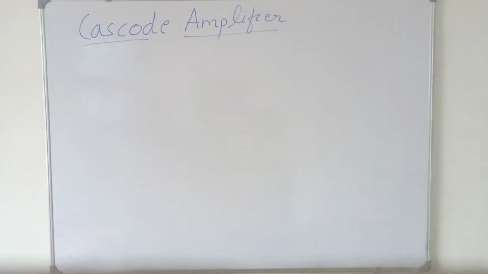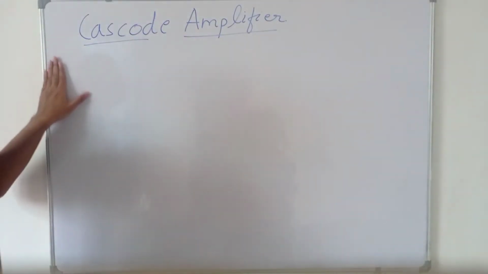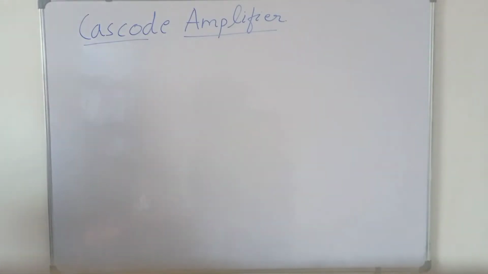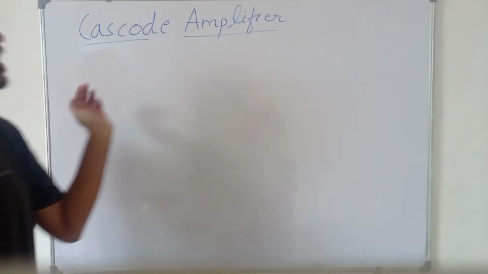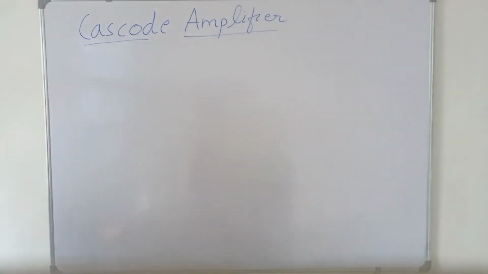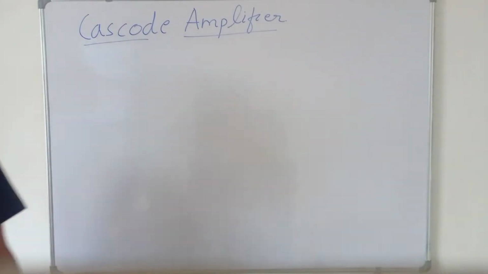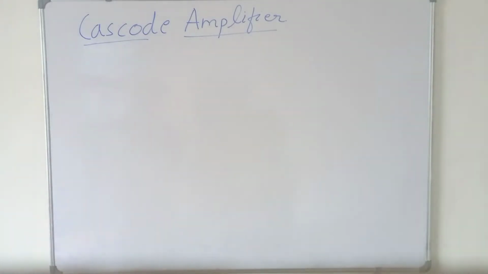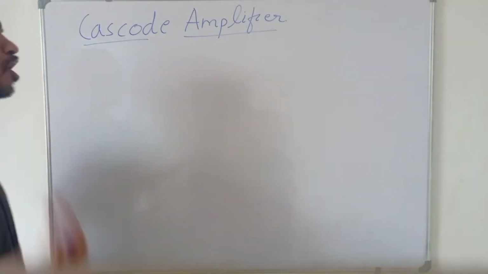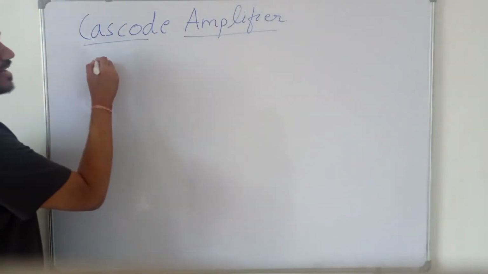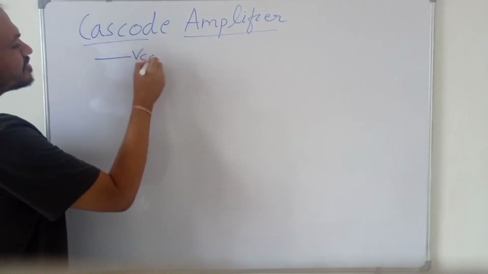Welcome. In this video, we will be discussing a multi-stage amplifier which is called cascode amplifier. So cascode amplifier is a combination of a common emitter and a common base amplifier, where common emitter is the input stage and common base is the output stage. It is also a direct coupled amplifier, meaning there is no capacitor between the common emitter and common base stage. Okay, so let me draw the circuit first, then we will do the analysis of this cascode amplifier.